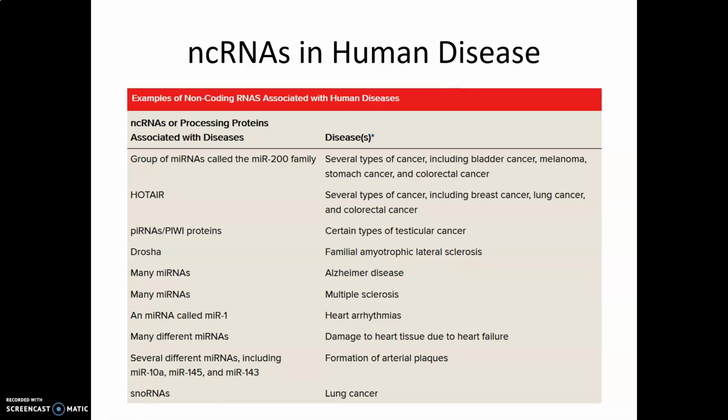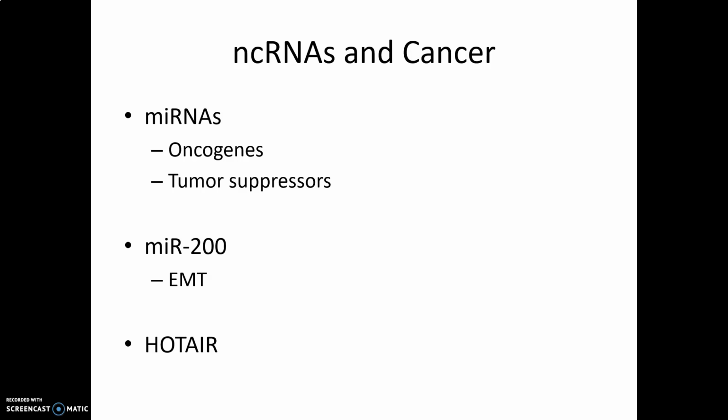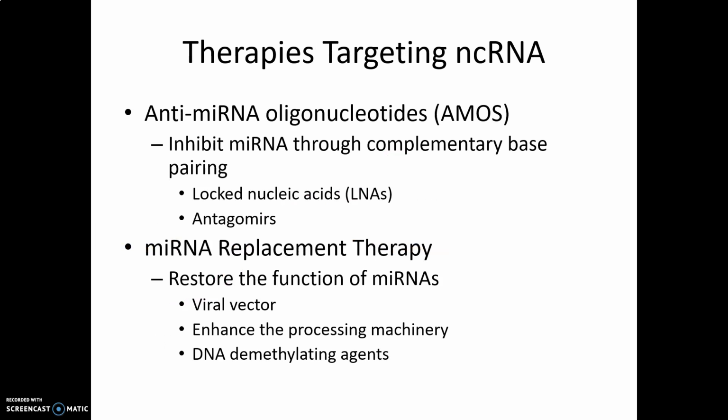Then it has a link to cardiovascular diseases. We can see heart arrhythmias, damage to heart tissue, formation of plaques. So you'll see non-coding RNAs have been linked to cancer, neurological disorders, cardiovascular disorders, and even autoimmune disorders such as multiple sclerosis. So how can we use that to our advantage? We can target them, and it depends on which way they're going.